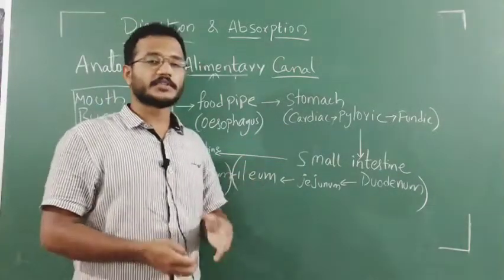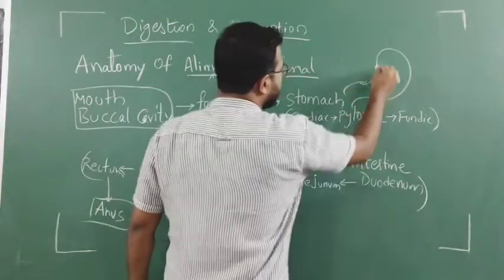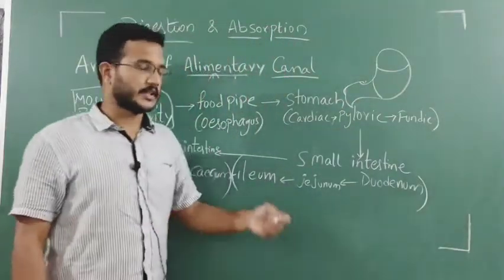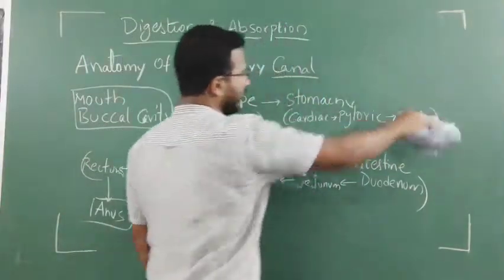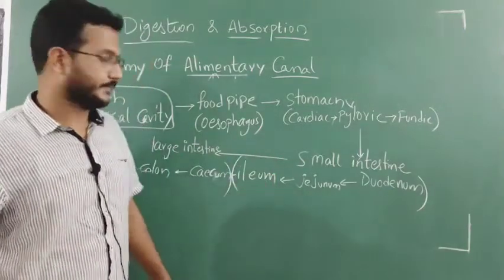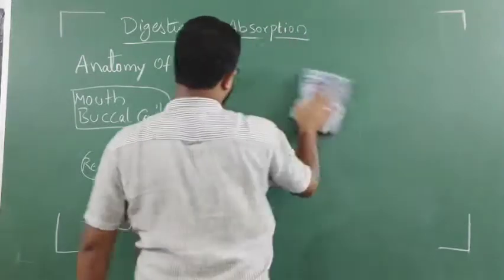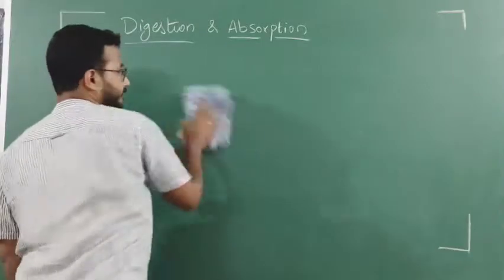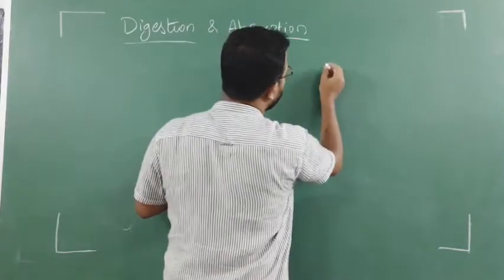So these are the parts. For example, this is the stomach. This is the cardiac region, this is the pyloric region, this is the fundic region. So the stomach itself is divided into three different regions. Now diagrammatically we will see all these regions. Diagrams are very important, and for biology students you have to practice the diagrams. Carefully observe.